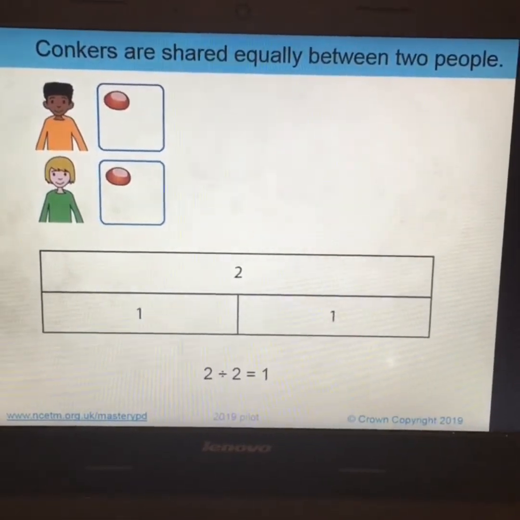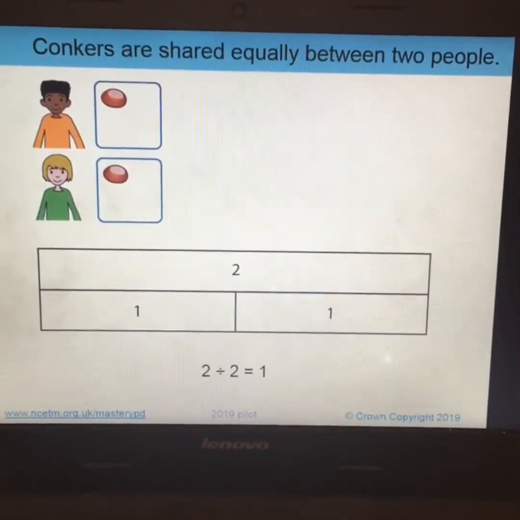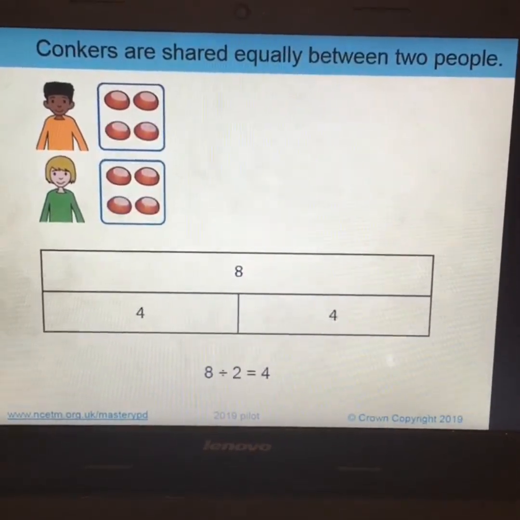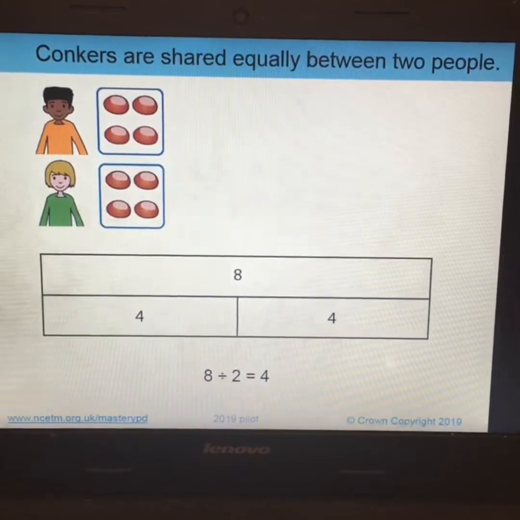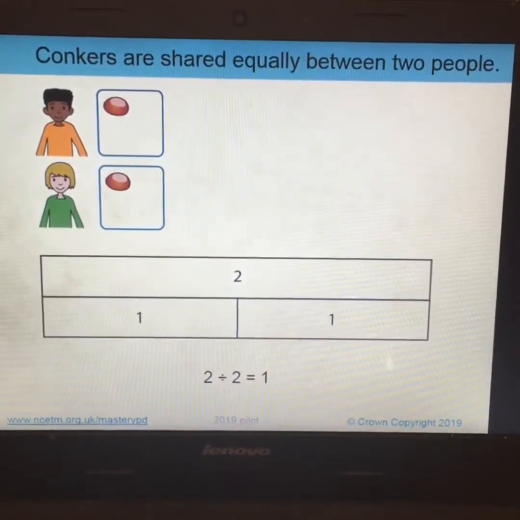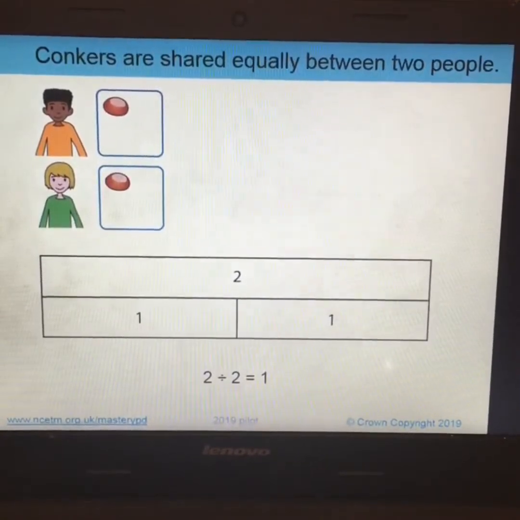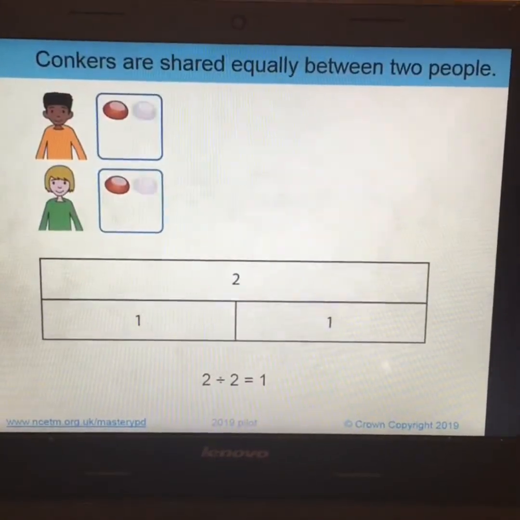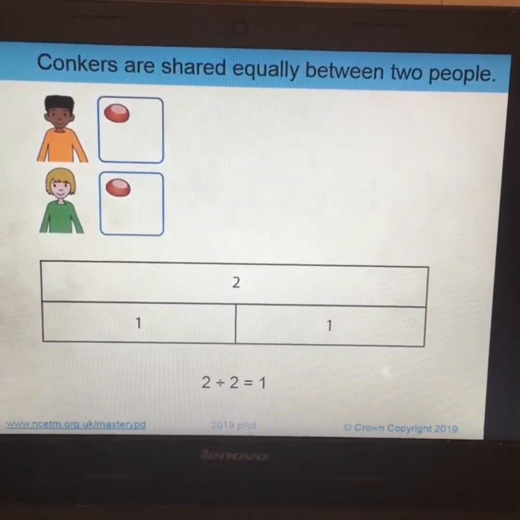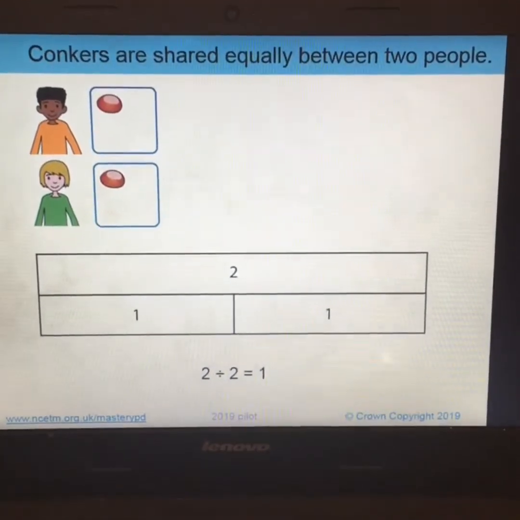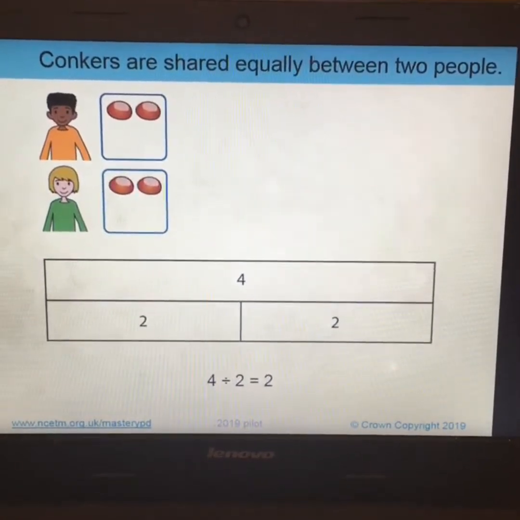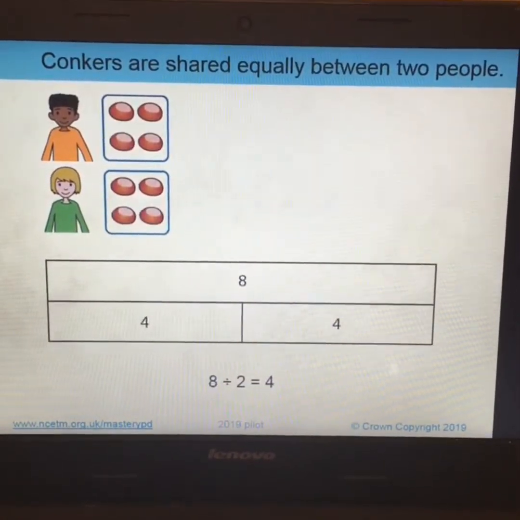What pattern can you see? 2 divided by 2 is 1. 4 divided by 2 is 2. And 8 divided by 2 is 4. Well, hopefully you can see that every time we are doubling the amount of conkers. So we are timesing the amount of conkers by 2. So we've got 2, 4, 8. What else doubles each time? Well, the amount of conkers that each person gets also doubles. So we've gone from 1 conker each to 2 conkers each to 4 conkers each.